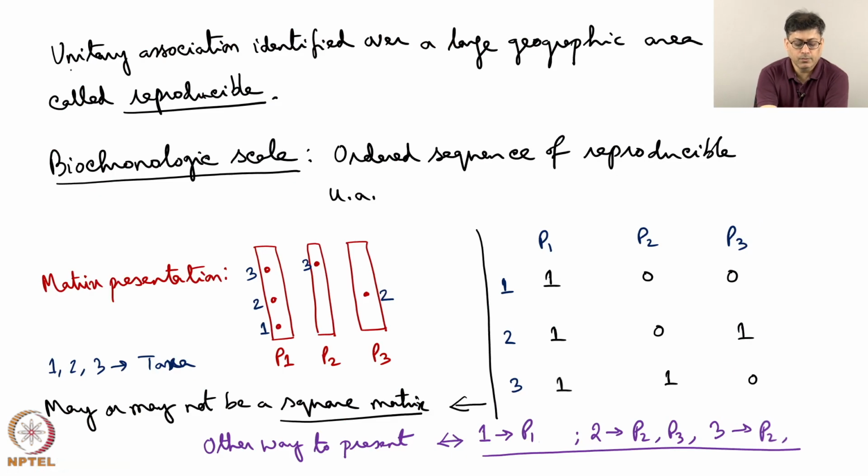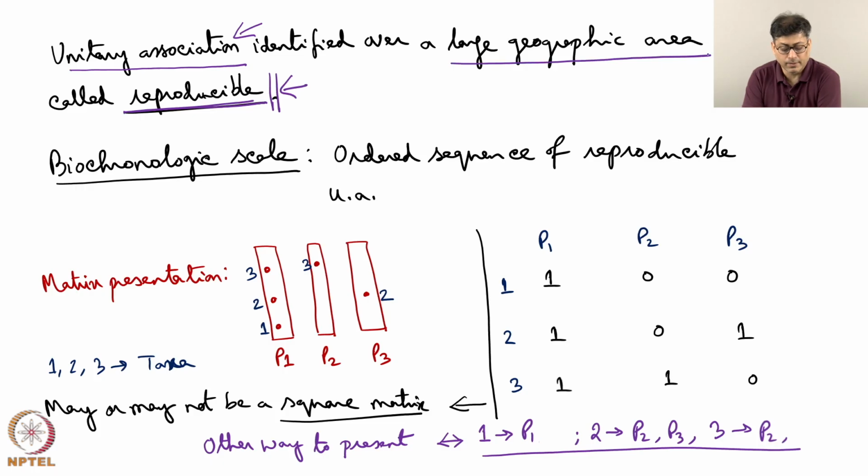Now, we define unitary associations from several sections, which may be nearby places or far away places, and if I find that what I am defining is compatible or valid for a large areal extent, large geographical extent, we call that association also reproducible. Large geographic area, how large, that is not defined within the definition, but it is sufficiently large so that we have high confidence that the unitary association is reproducible, it is a real one.